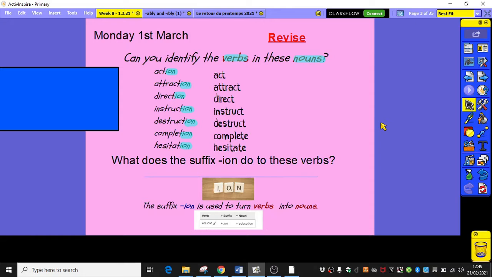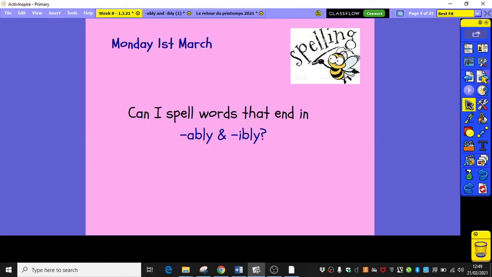Okay, so each time we start spellings we're going to start with a little revision part. So that was the example of how we might do that. And then we're going to move on to our actual learning intention for the week. Now, Monday the 1st of March, our learning intention is to spell words that end in ably and ibly.